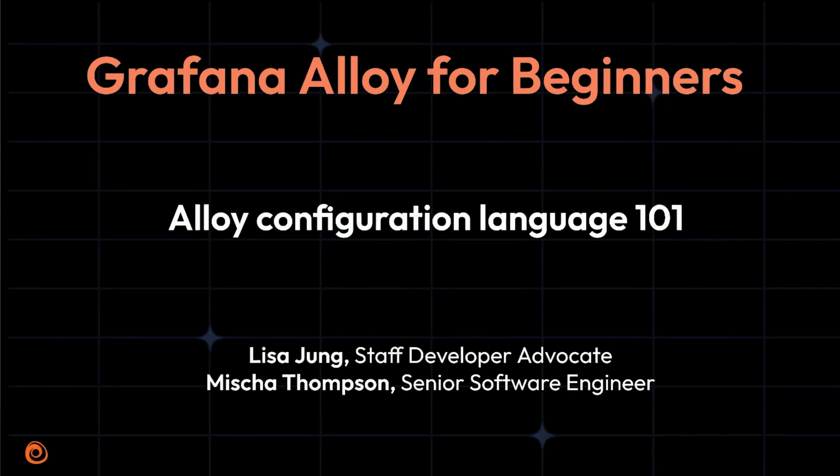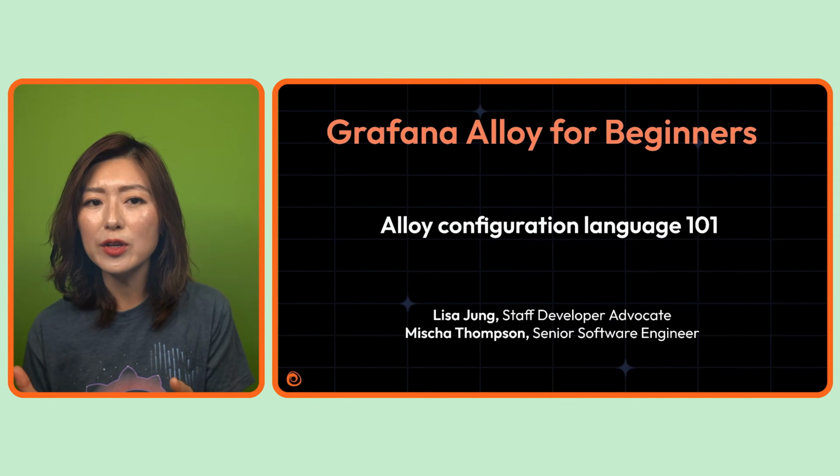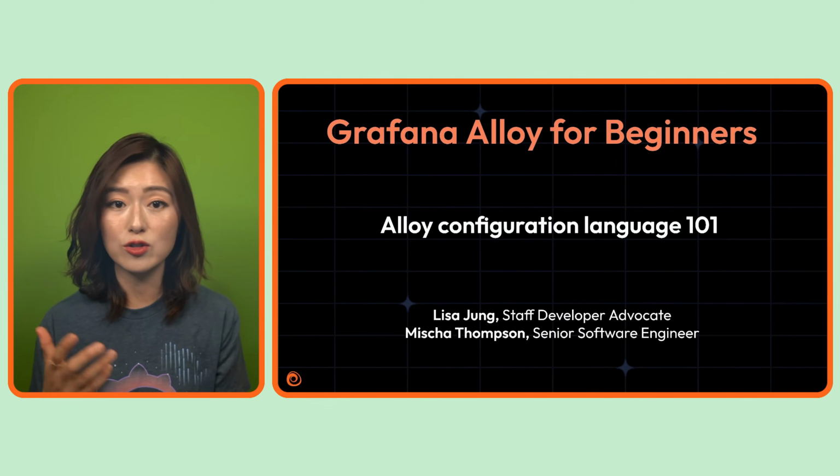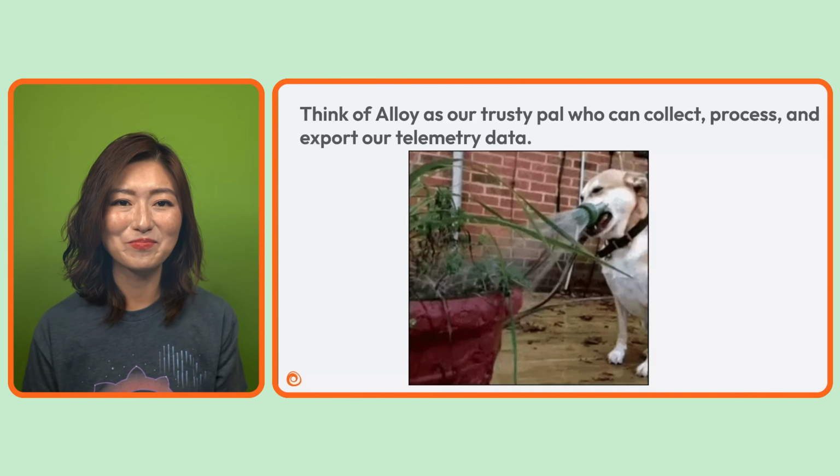In the last episode, we talked about what Alloy is and when it makes sense to use it. In this series, we'll learn how to configure Alloy to build data pipelines. And just like learning any new language, we'll start by getting familiar with the key jargon and syntax used in Alloy configurations, and that's exactly what we'll be covering today.